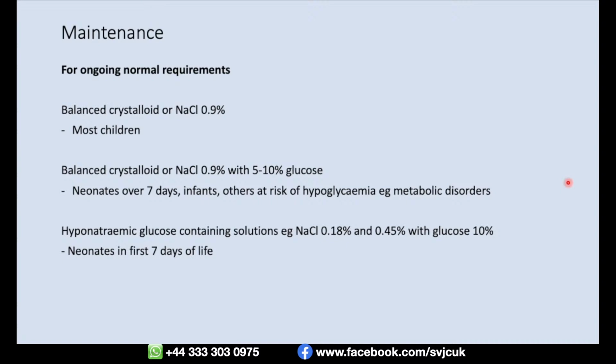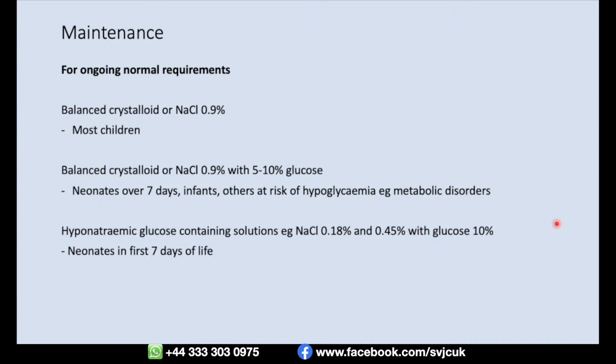There are other special patient groups at risk of hypoglycemia, so children with metabolic disorders, either they're at increased risk of developing hypoglycemia or they're at risk of ketosis and clinical deterioration if they're allowed to become hypoglycemic.